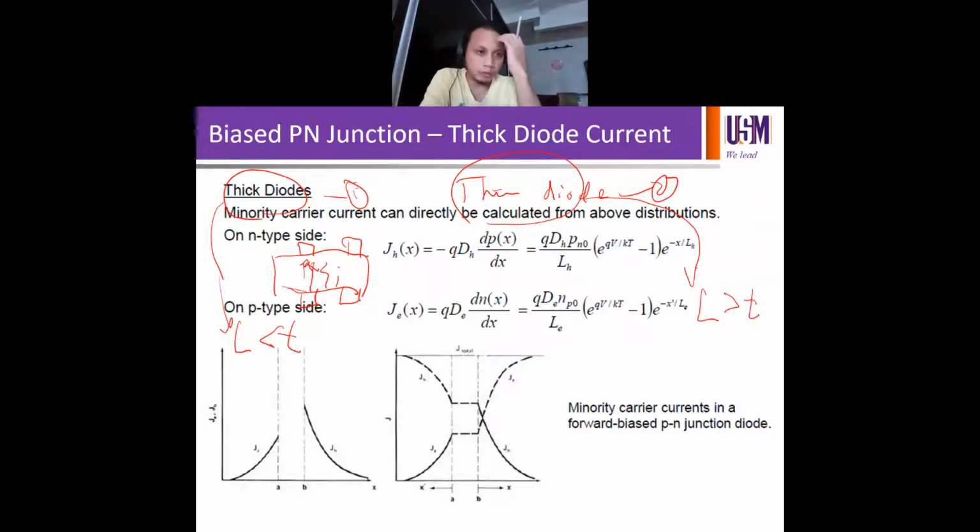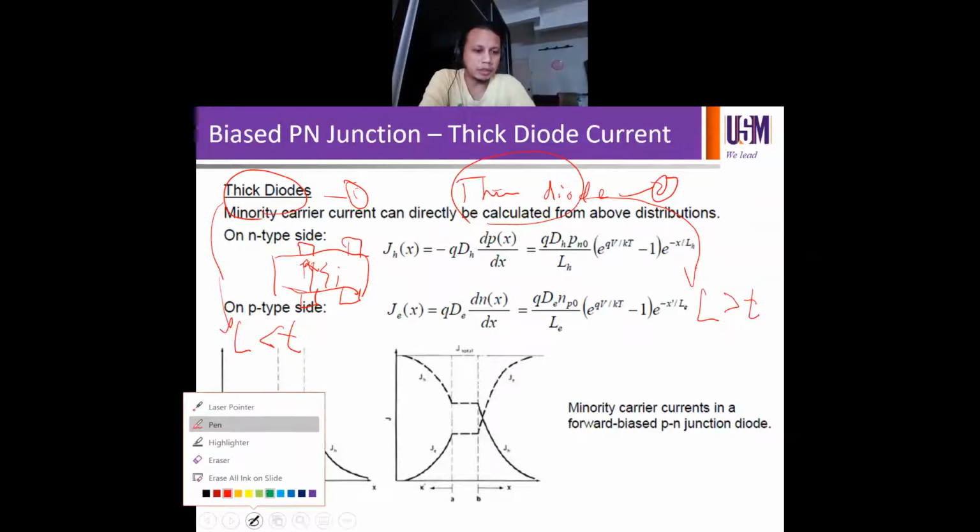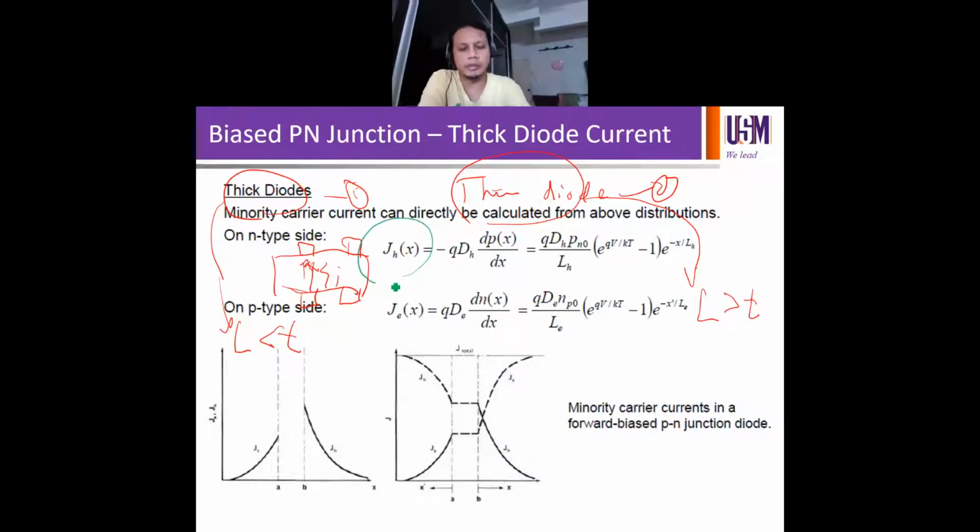So for thick diode, the minority carrier current can be calculated from the previous distribution. On the N side, this will be the equation, JH. And on the P side, JE here will be the equation. Right. If you look at this equation, is it based on drift or diffusion?